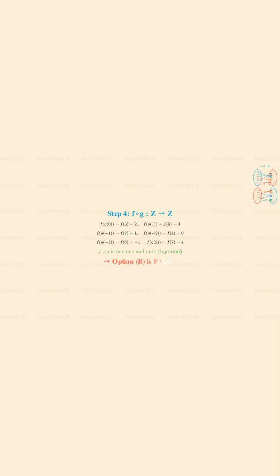Each input gives a unique output, so f composed with g is 1-1. Also, every integer appears as an output, so f composed with g is onto. Option B claims f composed with g is not 1-1, which is false. The correct answers are options A and D. A. g composed with f is neither 1-1 nor onto. D. f is not 1-1 but f is onto.